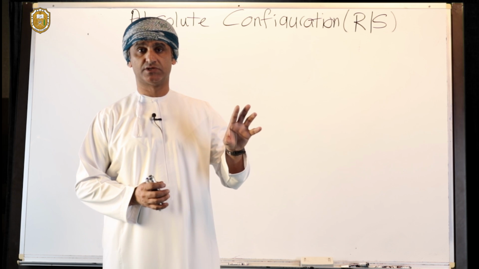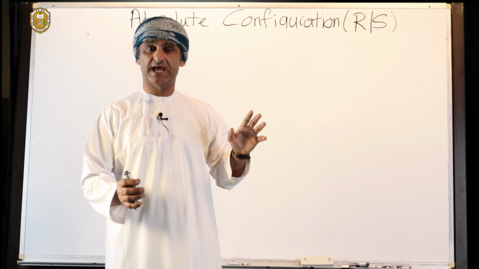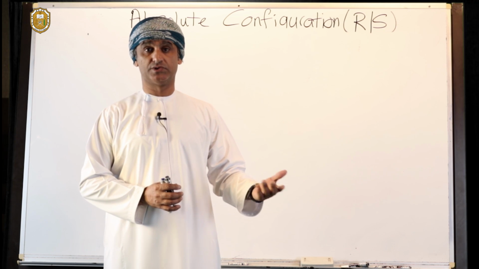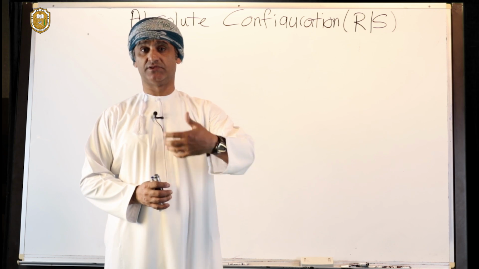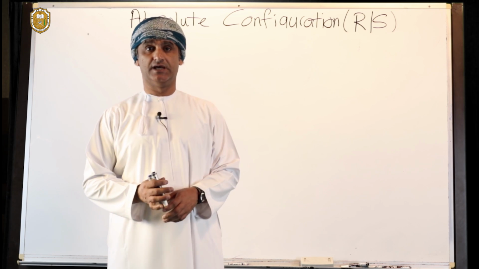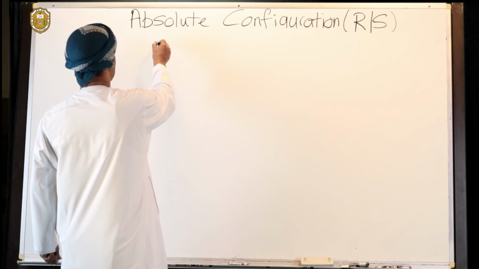Now, the lowest priority group can be drawn on the plane, in other words, and if it's on the plane, it can be up or down. It can also be drawn outside the plane, and if it is outside the plane, it can be outside the plane to the front or outside the plane at the back. So what we need to do now is to take different cases.